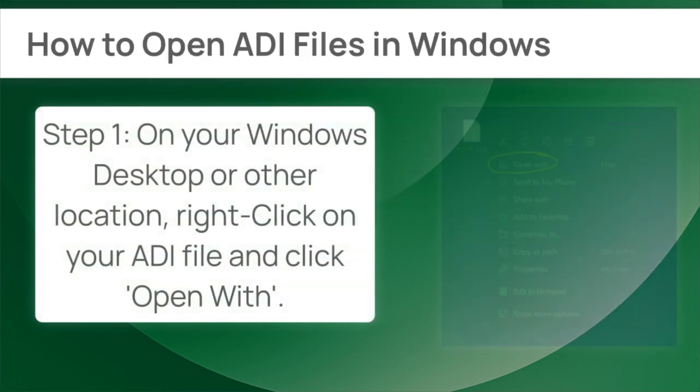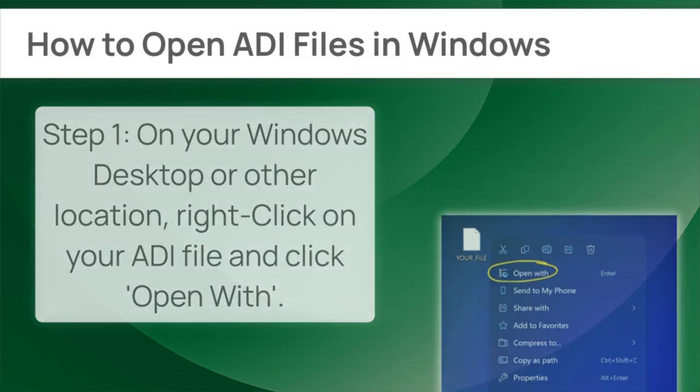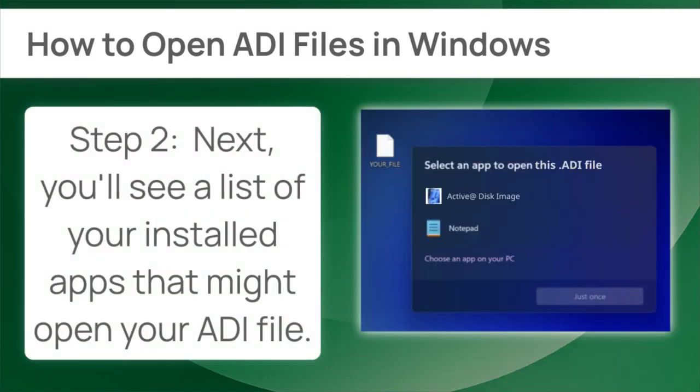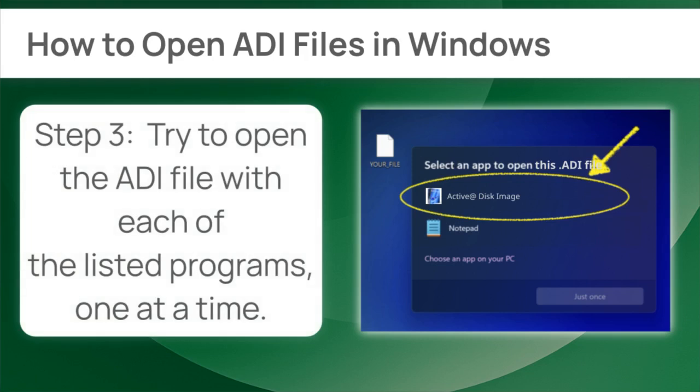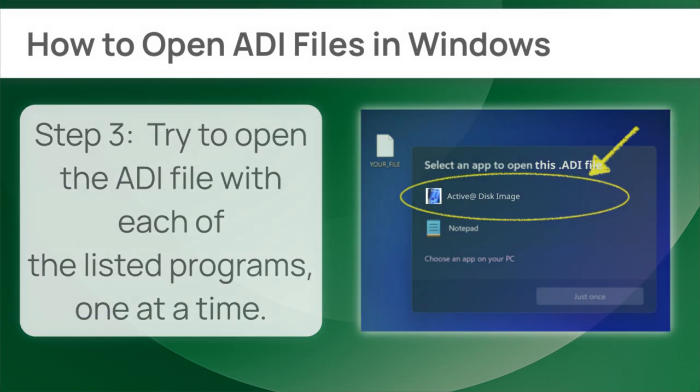Let's check the software manifest. Right-click your ADI file and select Open With. Test Active Disk Image if it is installed. If it's unavailable, choose a different program. We are looking for the right interpreter.